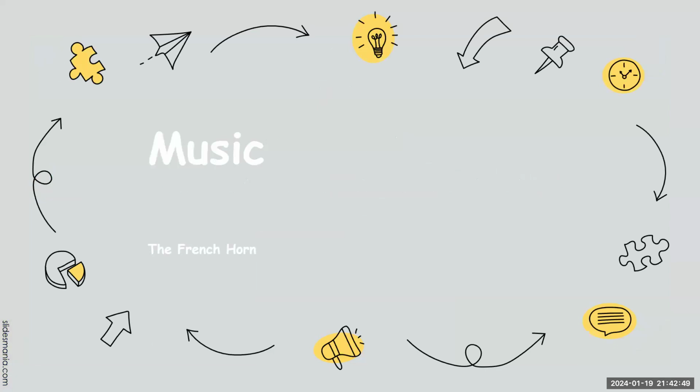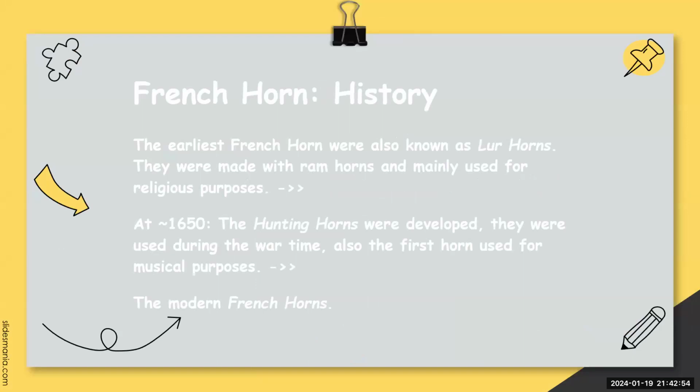So today we will be talking about the French horn. Regarding the French horn's history, the earliest French horns were also known as lyre horns. They were made with ram horns and mainly used for religious purposes. Around 1650, hunting horns were developed, which was an evolution from the earliest horns, and they were used during war times and also as the first horn for musical purposes. Then it evolved into the modern French horn.